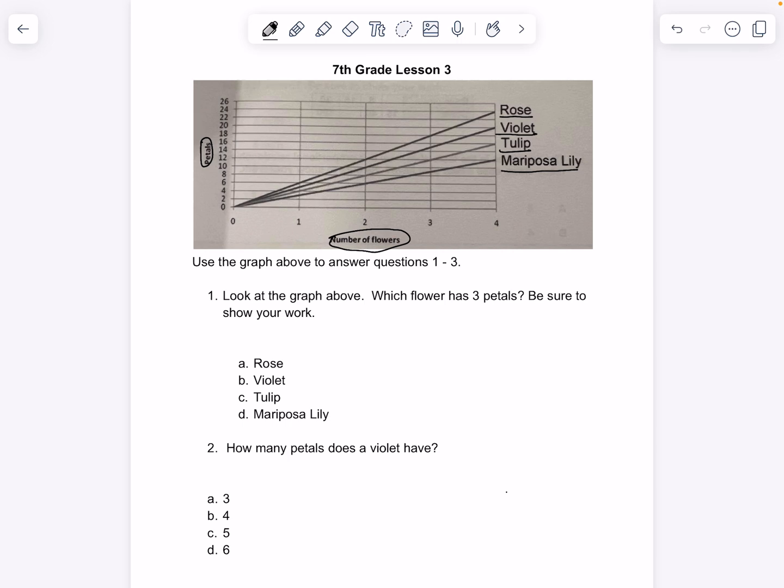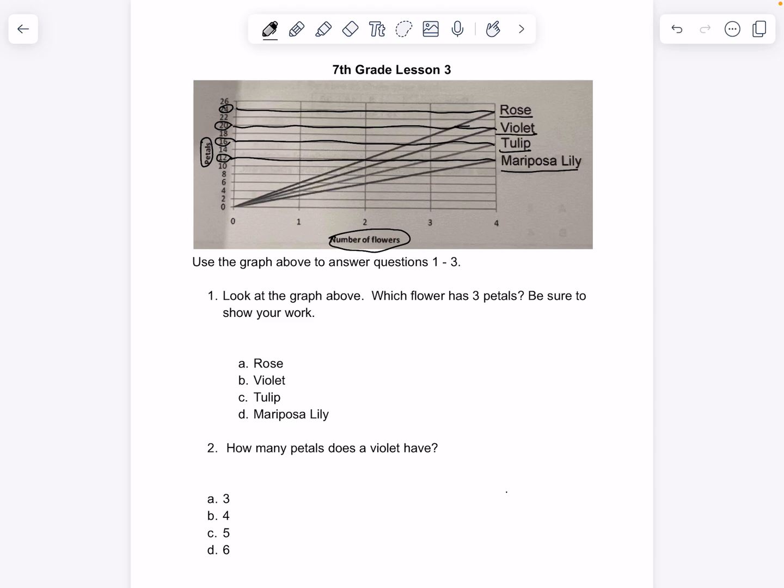So we can see here that the rose has 24 petals. The violet has 20 petals. The tulip has 16 petals. And the Mariposa lily has 12 petals. Now obviously none of these are exactly 3 petals. However, we can see that there are 4 of each flower. So there are 4 roses, 4 violets, 4 tulips, and 4 Mariposa lilies.